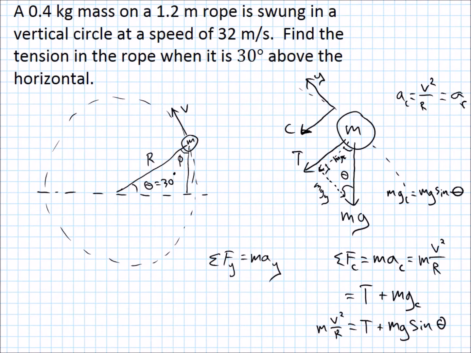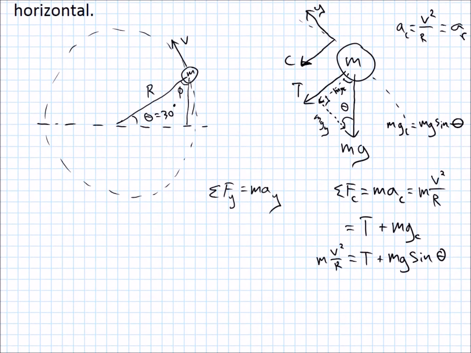So what we're looking at here is m v squared over r is equal to T plus mg sine of theta. Now let's just recall what we're doing. We're supposed to find the tension in the rope. So let's go ahead and solve this for tension. T equals m times v squared over r minus g sine theta. I subtracted this term over to the other side, and I factored the mass out of both of them.